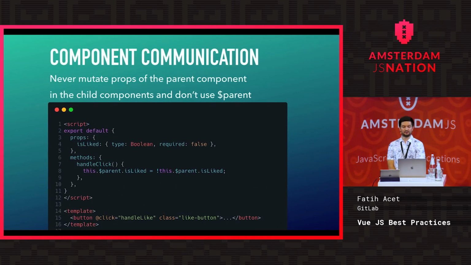Never mutate the props of the parent component in the child components, and don't use $parent. When you mutate a property given to a child component in that component, we will warn you. You will see a warning in the console in DevTools. But if you use $parent, we will not catch it, and it will look like it works. But again, Vue is a data-driven framework, and when your data changes and Vue re-renders the application, this may be the reason for unexpected bugs or unexpected behaviors in your application, and also data inconsistency.